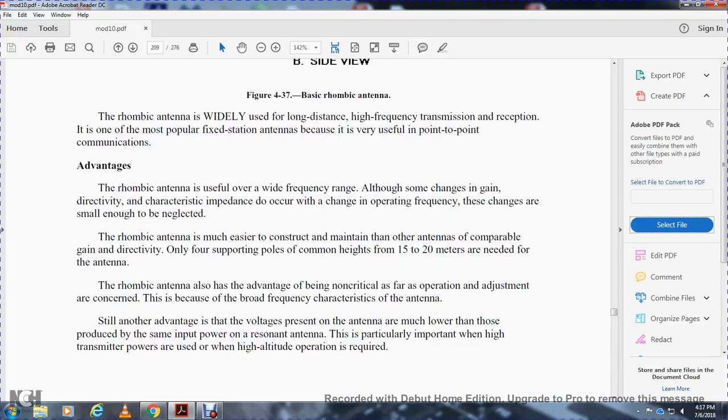The rhombic antenna also has the advantage of non-critical operation adjustment, because of the broad frequency change characteristic of the antenna. Still another advantage is that the voltage present on the antenna is much lower than on a resonant antenna producing the same input power. This is particularly important when high power transmitters are used or when high altitude operation is required.